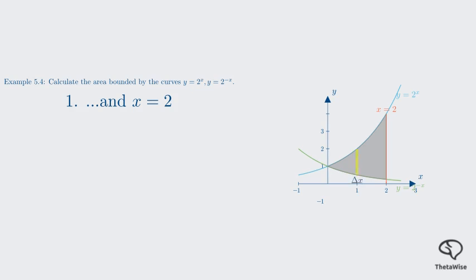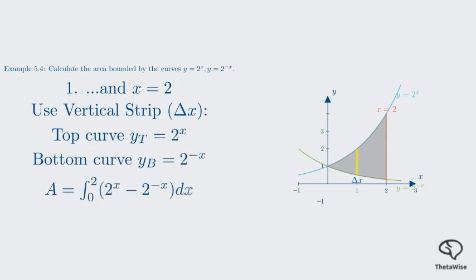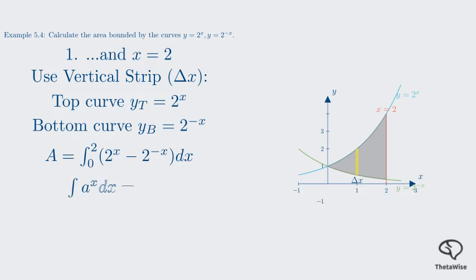Step 2. Choose the strip. A vertical strip works perfectly here. From x equals 0 to x equals 2, the curve y equals 2 to the x is always on top, and y equals 2 to the negative x is always on the bottom. So, our integral is the integral from 0 to 2 of 2 to the x minus 2 to the negative x dx.